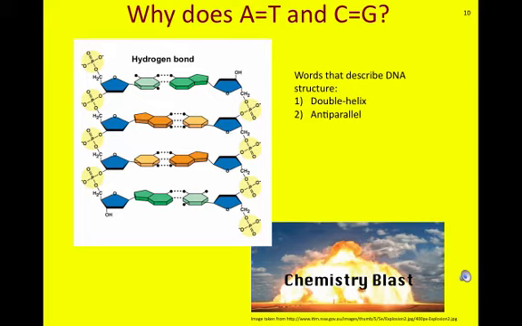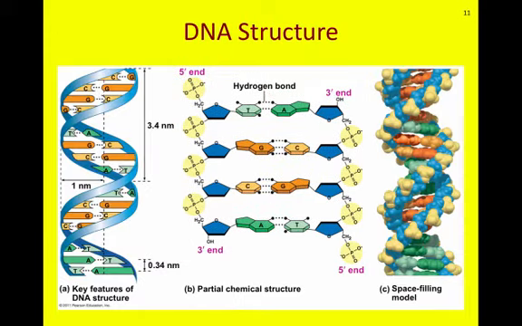Just two main words to describe overall DNA structure is that it is a double helix and it is anti-parallel. Double helix, that description comes from the fact that there's actually two helixes. It's two different strands of DNA wrapped around each other. And you can see this very clearly in figure portion A here. These two strands are wrapping around each other, creating this double helix.